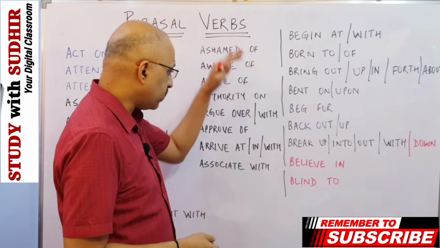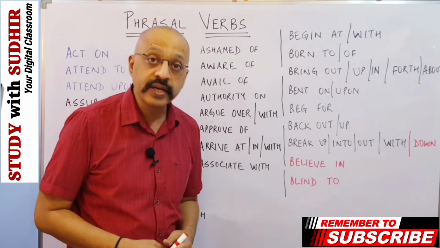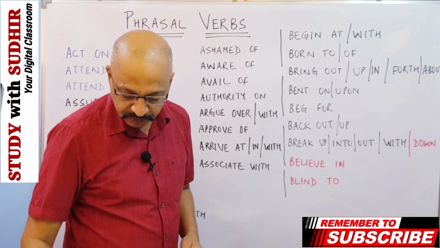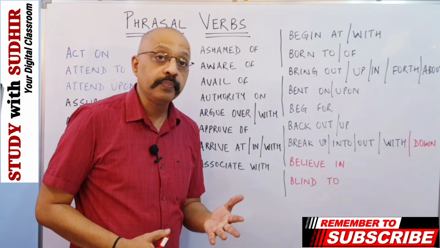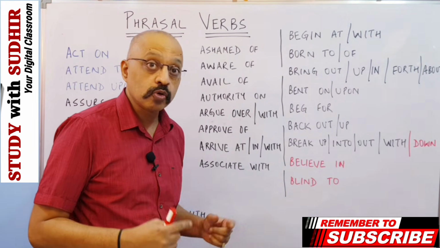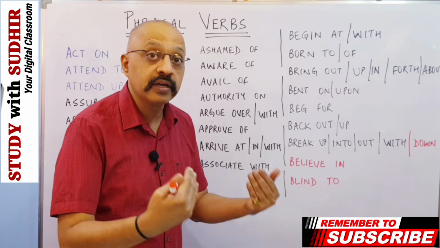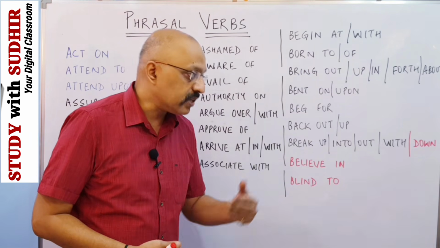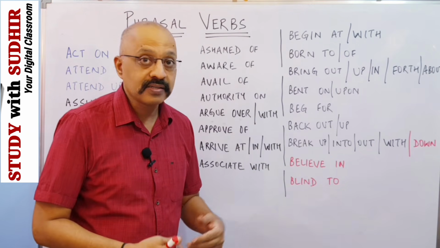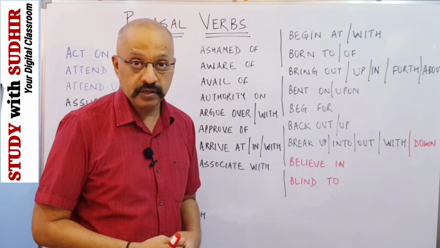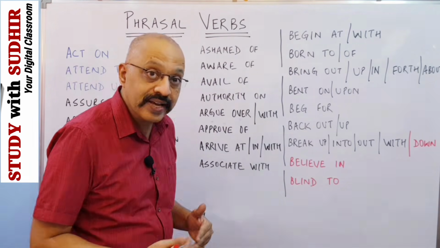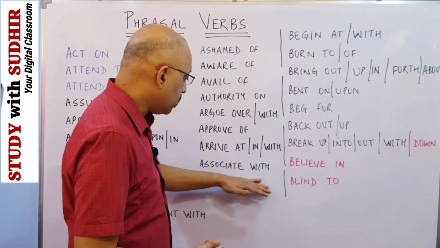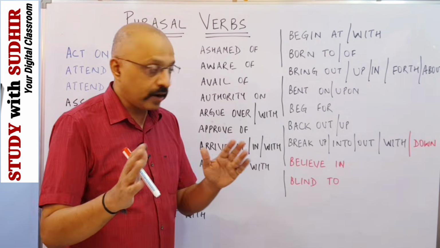The final one as far as A is concerned is associate with. My father is associated with the company as a consultant. I am associated with that particular project as an engineer. I am associated with that film as an assistant director, right? So you associate with somebody. Okay, so that's as far as A is concerned. I hope this one is clear.